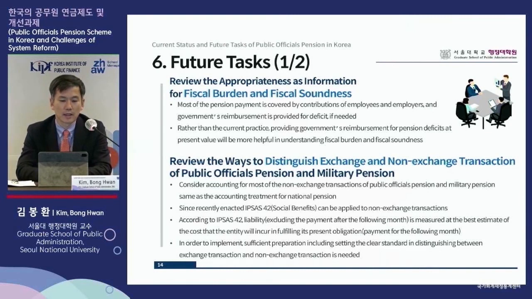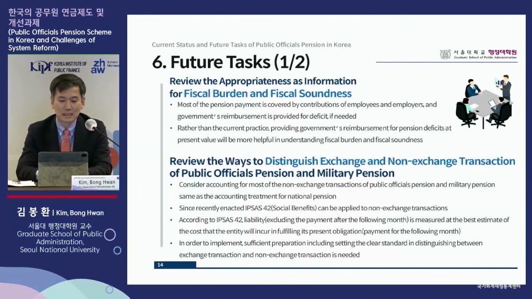Now, finally, I want to talk about some future tasks or challenges for the Korean pension recognition method. First, I think we need to review the appropriateness of pension provision as useful information for fiscal burden or fiscal soundness. As I discussed, Korean pension explains a huge portion of Korean government liability. At the same time, it is very, very sensitive to actuarial assumptions. So we need to improve the usefulness of information on public pension to help the public better understand the soundness of the government.